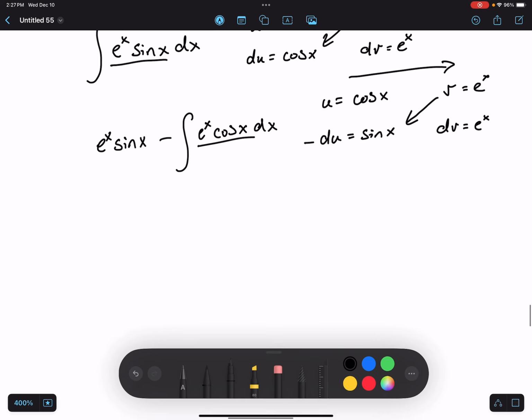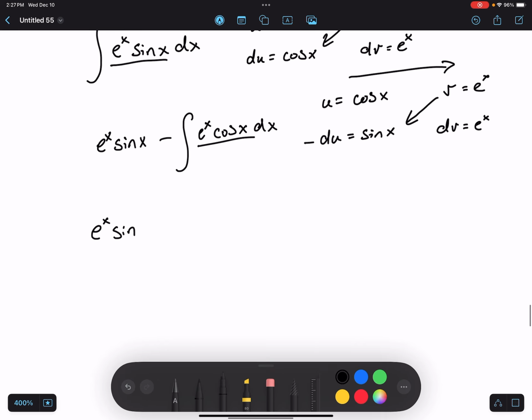So what we'll have now is e to the x sine x minus, in brackets now, e to the x cosine x minus, and what we've got here is another negative, so we'll change this to a positive, e to the x sine x dx.